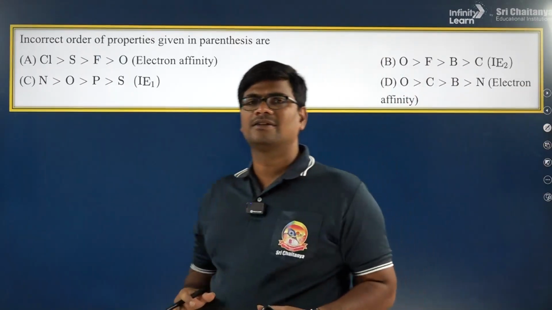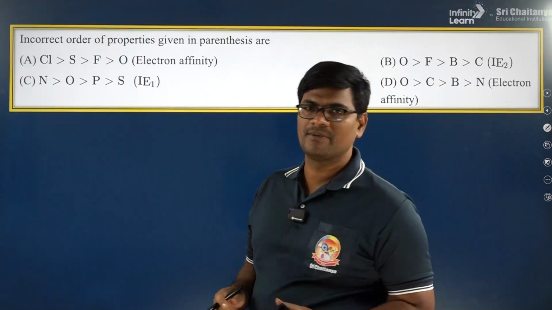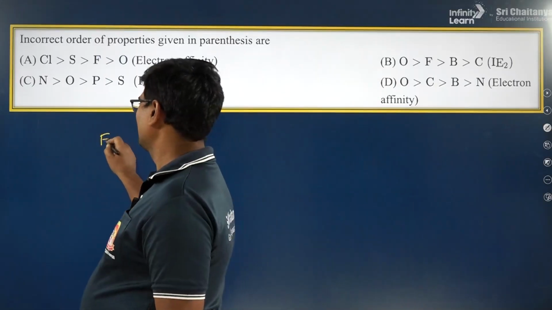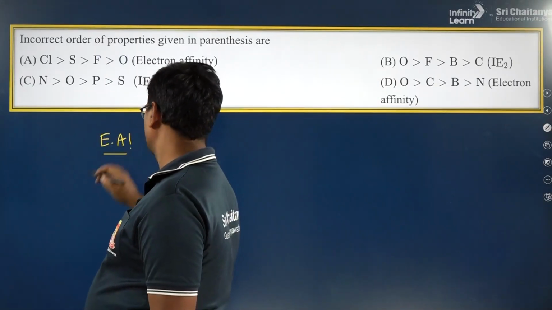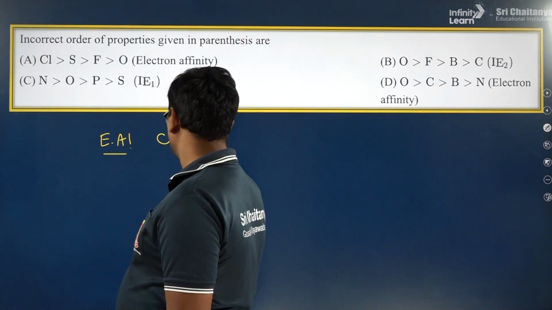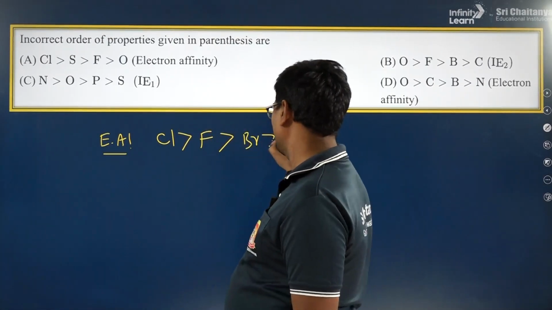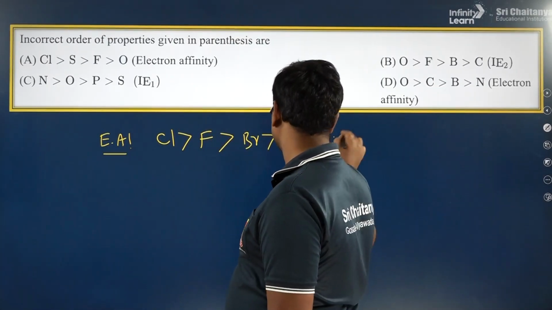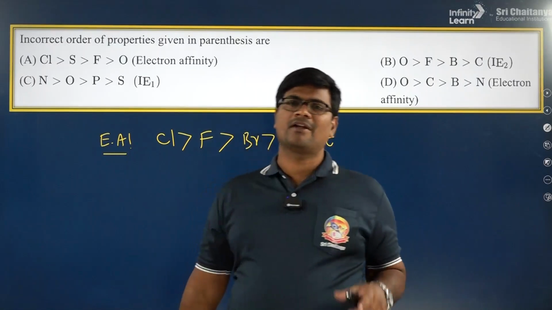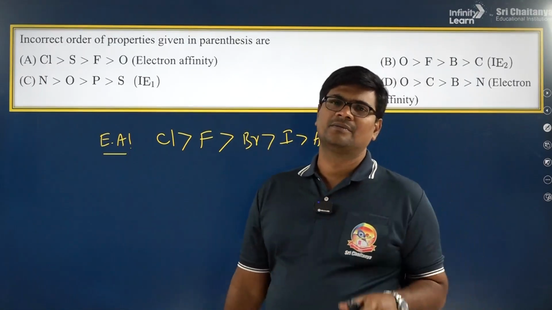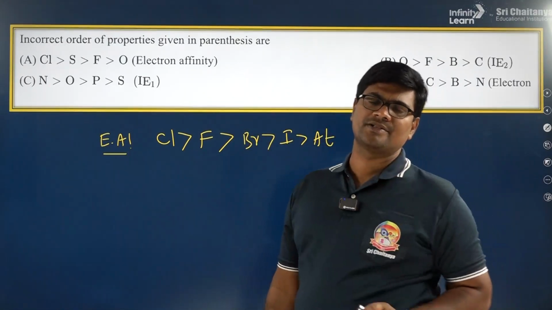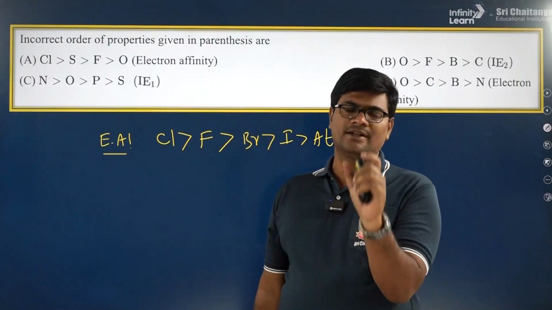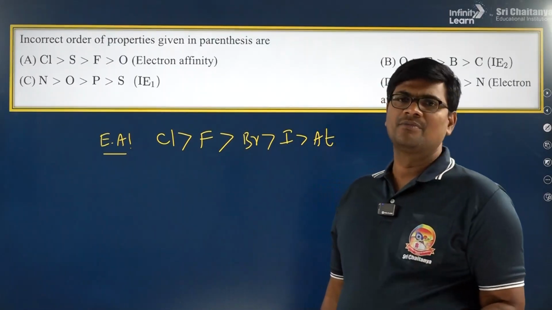But if you see in the 17th group, the halogen family, what is the electron affinity order? Chlorine greater than fluorine greater than bromine greater than iodine greater than astatine. Down the group, electron affinity decreases, that we know. But here, due to interelectronic repulsions in fluorine, the electron affinity is a little less compared to chlorine.